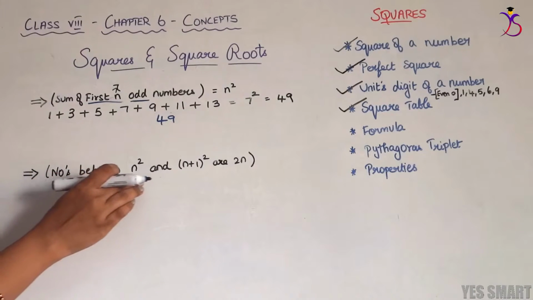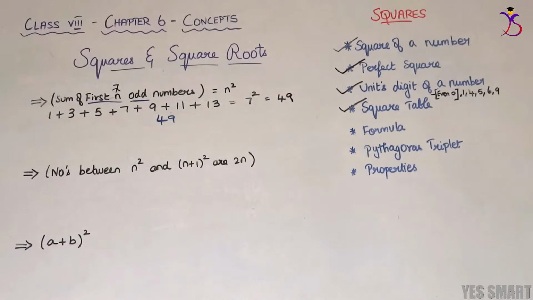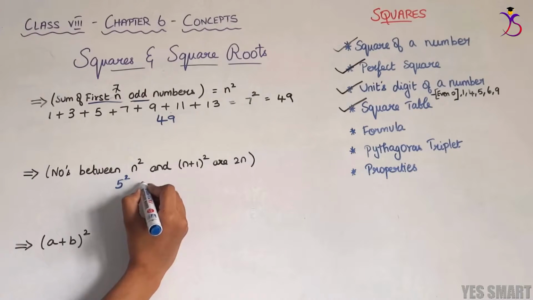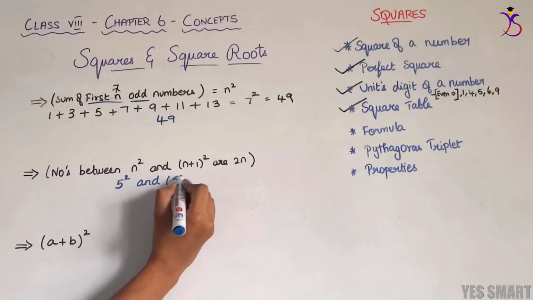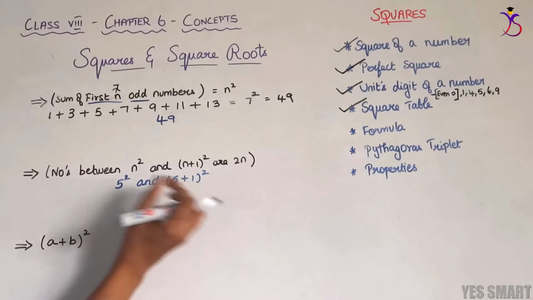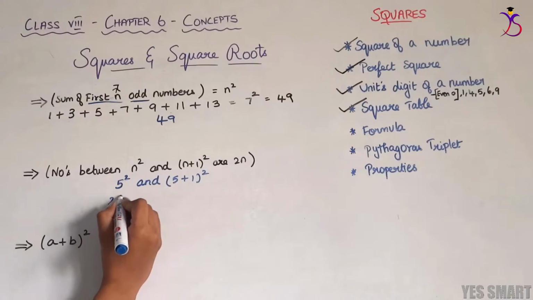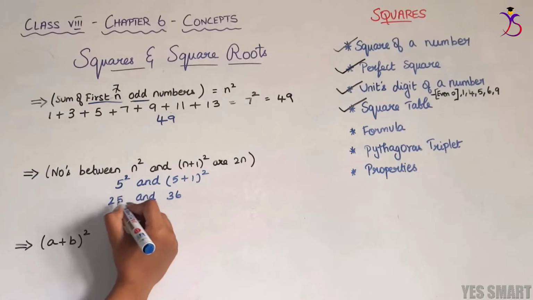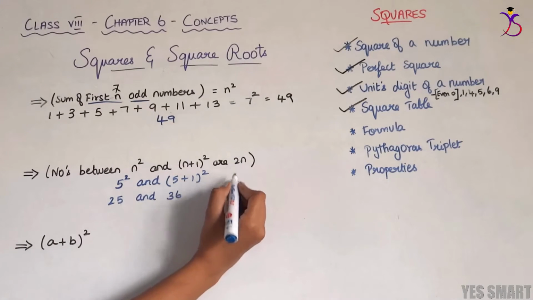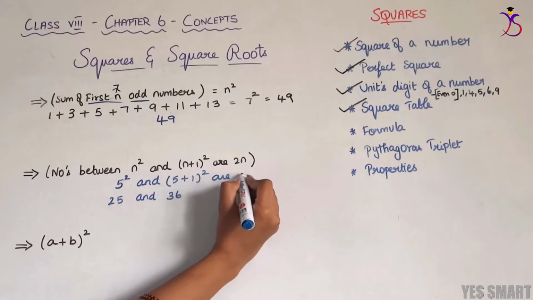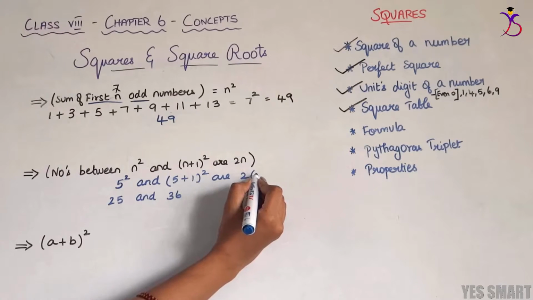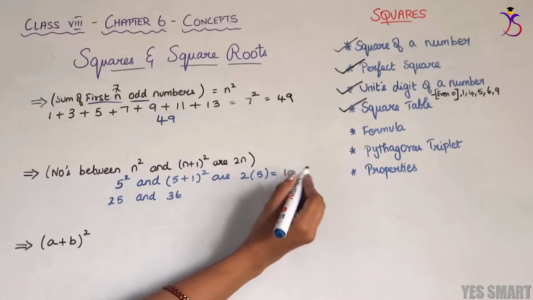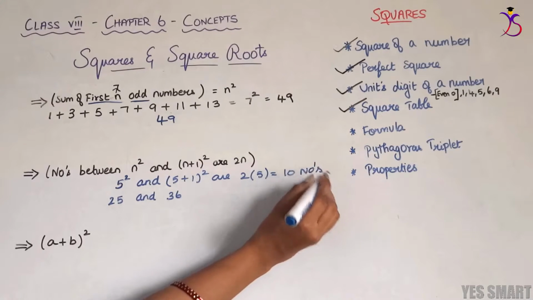This is only for the first n odd numbers. Now, moving on to the second formula: the number of numbers between n square and (n plus 1) the whole square is 2n. So for example, we will take n as 5. So 5 square and (5 plus 1) the whole square. The number of numbers between these two numbers is 2n. 5 square is 25 and 5 plus 1 is 6. 6 square is 36. So the number of numbers between 25 and 36 can be written as 2n. So here 2 into n, where n is 5. So 2 into 5 is 10.